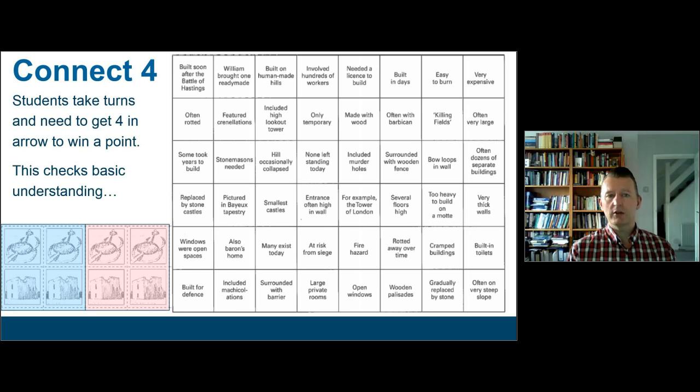Each square includes one feature of a castle, and there are two types of castle. So over there, what I've labelled blue and pink. At the top, these are Motte and Bailey castles, and at the bottom, Norman stone keep castles.